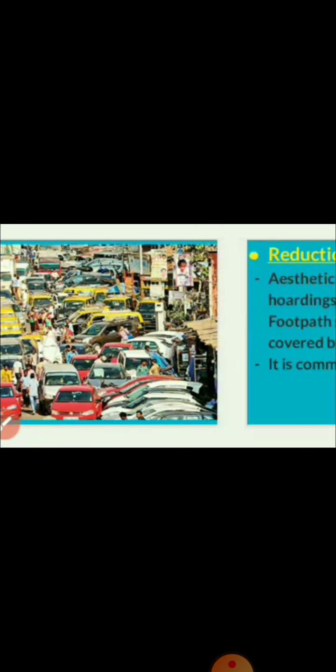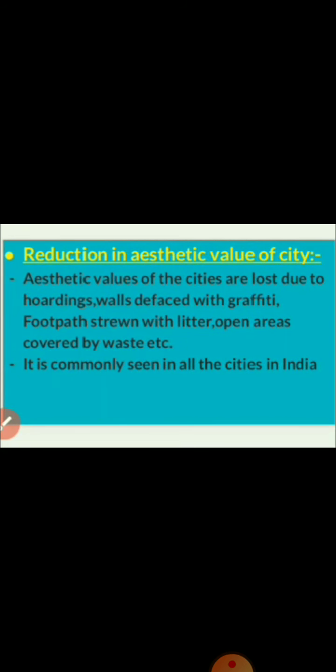Now after traffic congestion, the next issue related to human health and aesthetics of the city is the reduction in aesthetic value of the city. Our cities are losing aesthetic value, and again it is one of the common issues in almost all the cities in India. Most of the Indian cities are losing their aesthetic value because of the manner in which hoardings are placed, walls defaced with graffiti, footpaths sprayed with litter, and open areas covered by waste. So these are the factors basically responsible for loss of aesthetic value of the city.